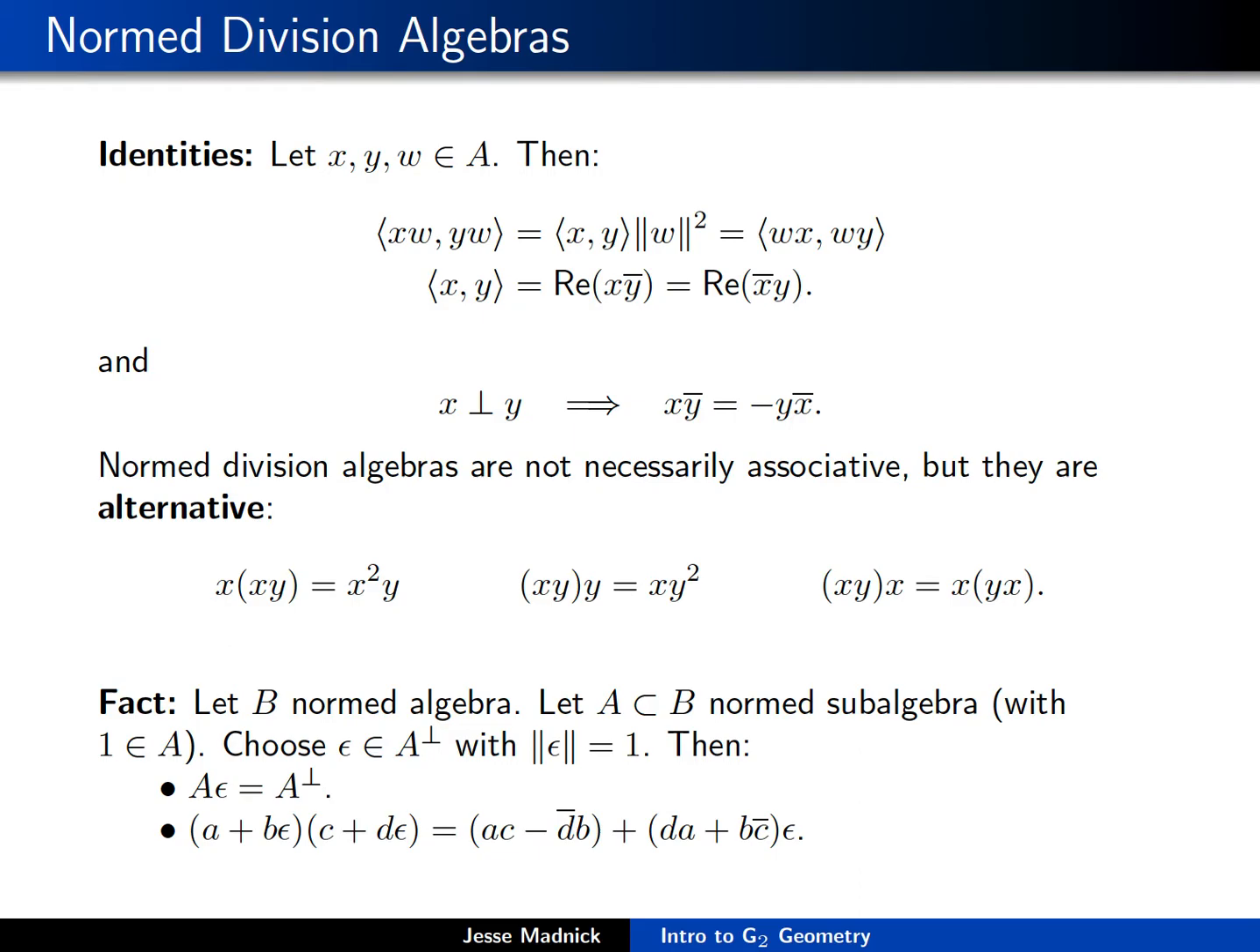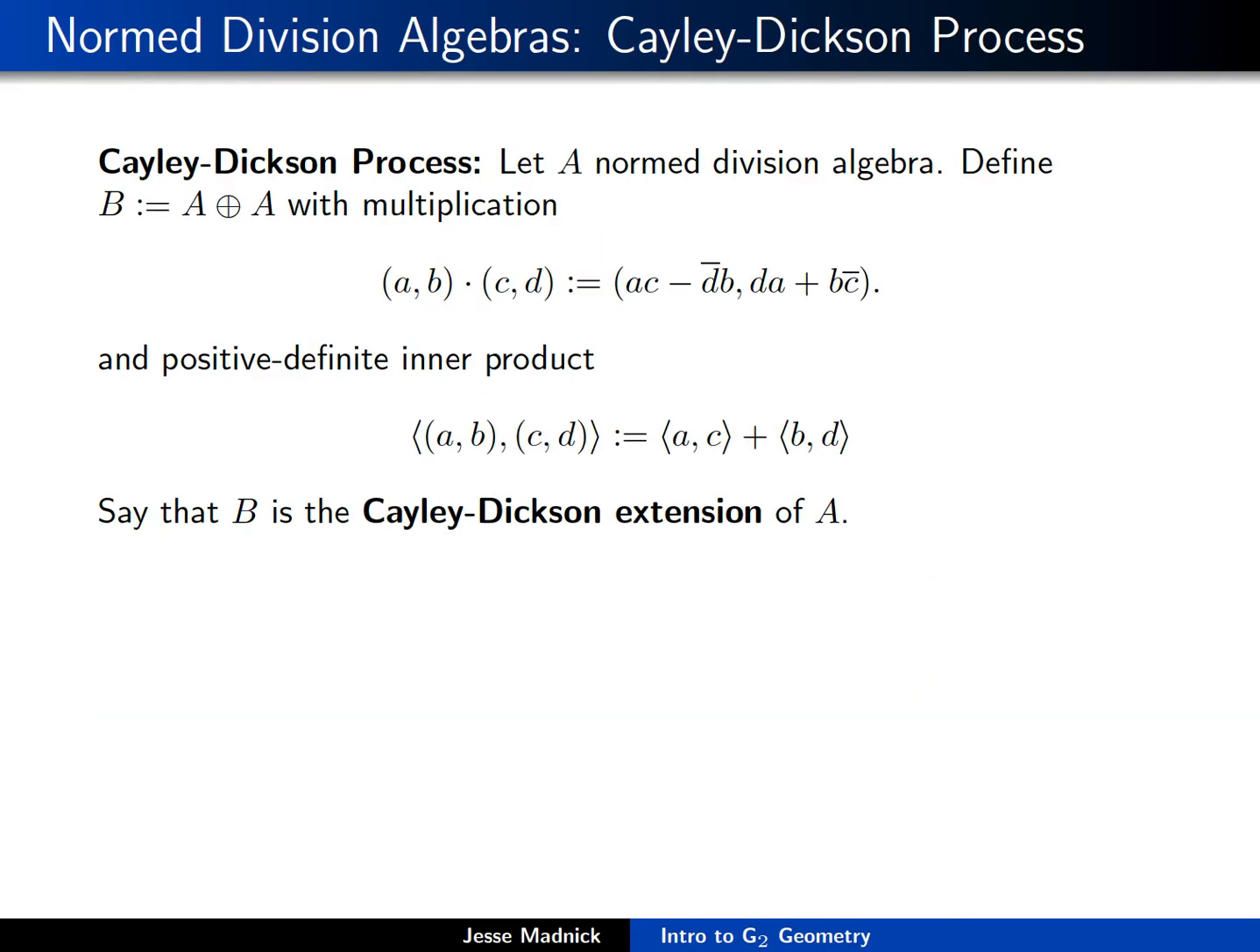So what we're going to do basically is invert this fact. Okay, we're going to invert this fact. So let me be more precise. If you have a norm division algebra A, let's define B to be A plus A, or A times A, with this multiplication mentioned on the previous slide. And you can give this a positive definite inner product like so.